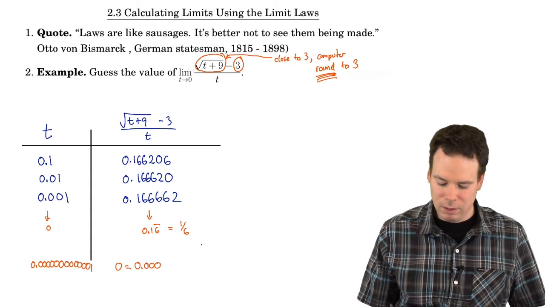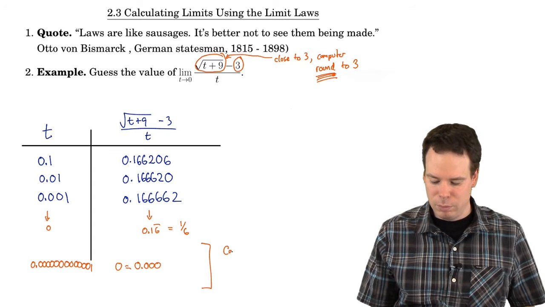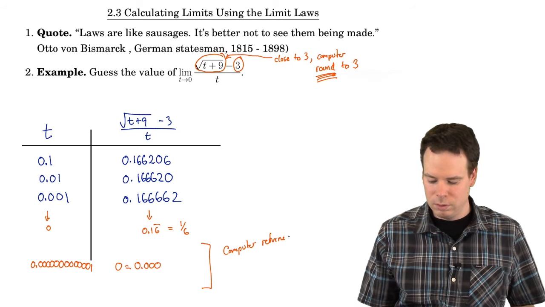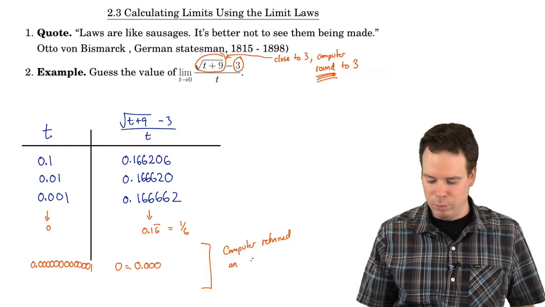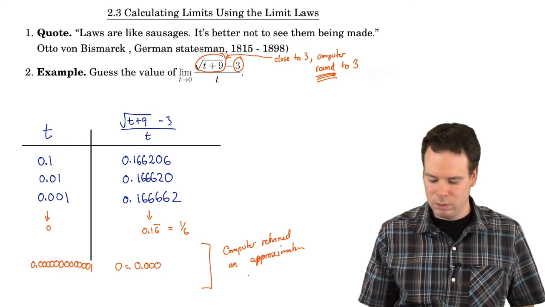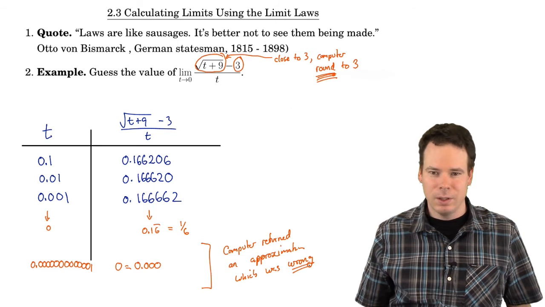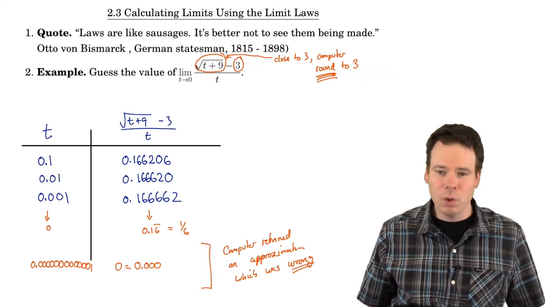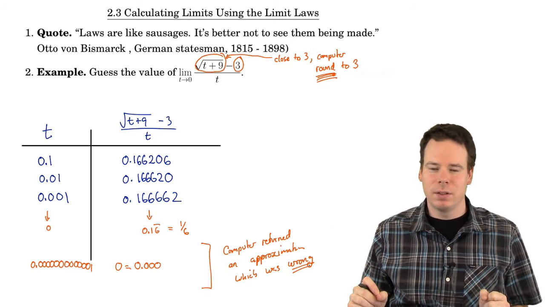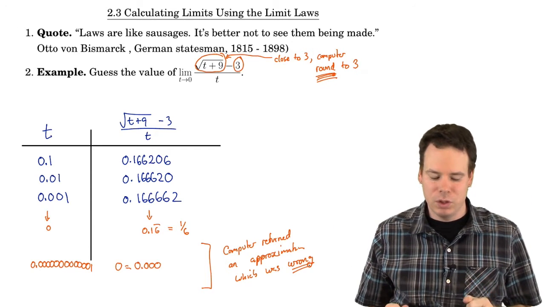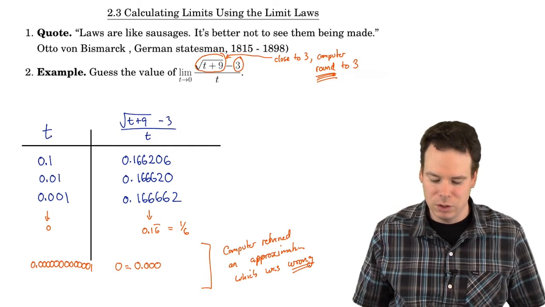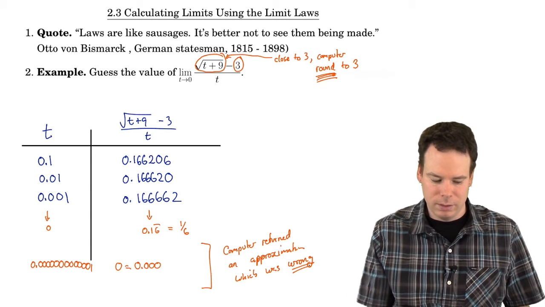So the key here is that our computer returned an approximation, which was, in some sense, wrong. So there was a rounding error here. Okay, so what this means is we need better methods. We need better methods to compute limits than just relying on a table of values. That's what this section's about. It's how to get these better methods.